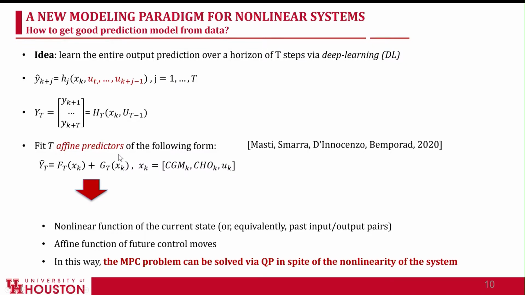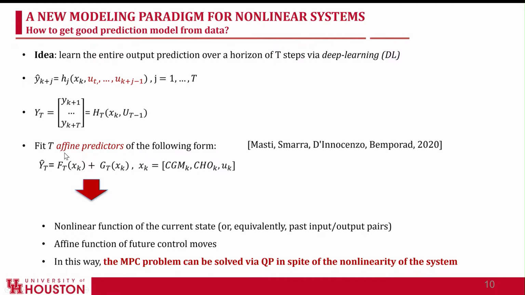And one other component, which is affine in the control input, which I'll fit in a second, as I'm going to tell you. So in this way, by having a nonlinear function of the current state, but a component which is affine in the control input, my MPC problem can be solved efficiently. It becomes a QP, a quadratic programming problem. And in spite of the nonlinearity, we have a nice closed form solution.